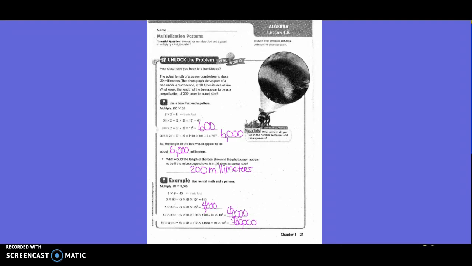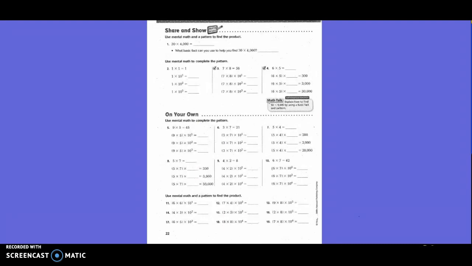400,000. Share and show. Use mental math and a pattern to find the product. So basically, they want to know what 30 times 4,000 is. And I give you a little hint here. What basic fact can you use to help you find 30 times 4,000? So what's our basic whole numbers in there that we can pull out first?